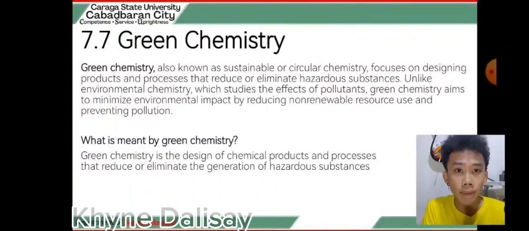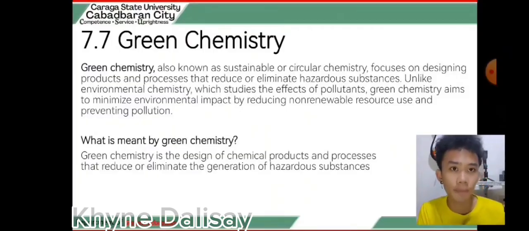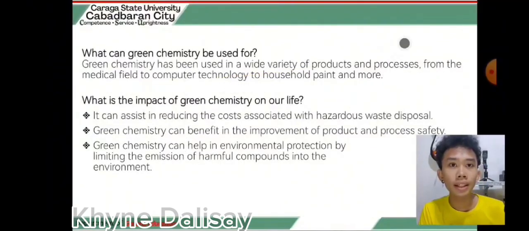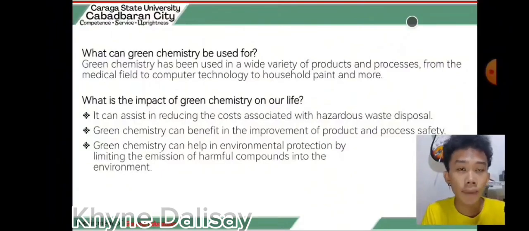So what is meant by green chemistry? Green chemistry is the design of chemical products and processes that reduce or eliminate the generation of hazardous substances. What can green chemistry be used for? Green chemistry has been used in a wide variety of products and practices, from the medical field to computer technology to household paint and more.